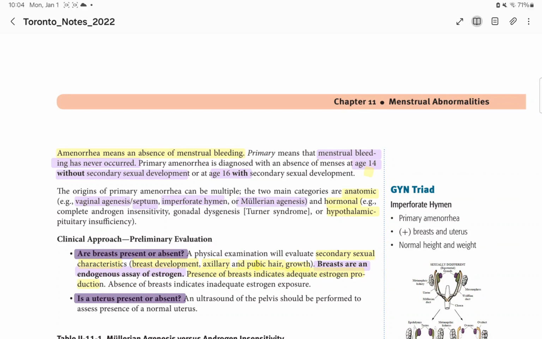We're going to study Toronto notes. But I added some notes from USMLE, because the primary amenorrhea in Toronto notes is a little bit not understandable, because it's in the shape of a table, and I didn't like it so much. But the information is the same as in USMLE.